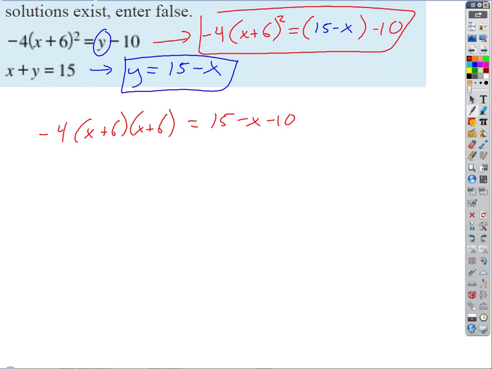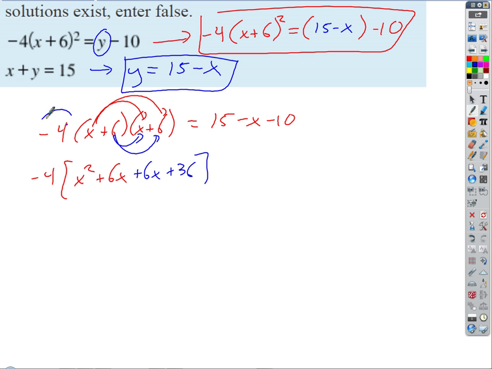Okay, so let's distribute this part right here. Let's just focus on this part, and then we'll distribute the negative 4 when we're done. So let's distribute the x to both parts of the second factor, and that's going to give us x times x is x squared, x times 6 is 6x. Let's distribute the 6 to both parts. 6 times x is 6x. 6 times 6 is 36.